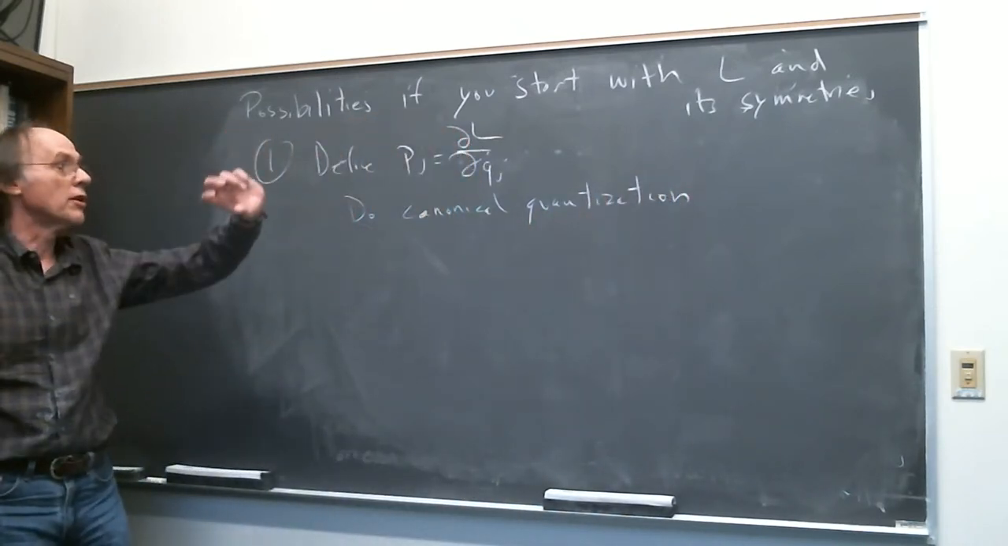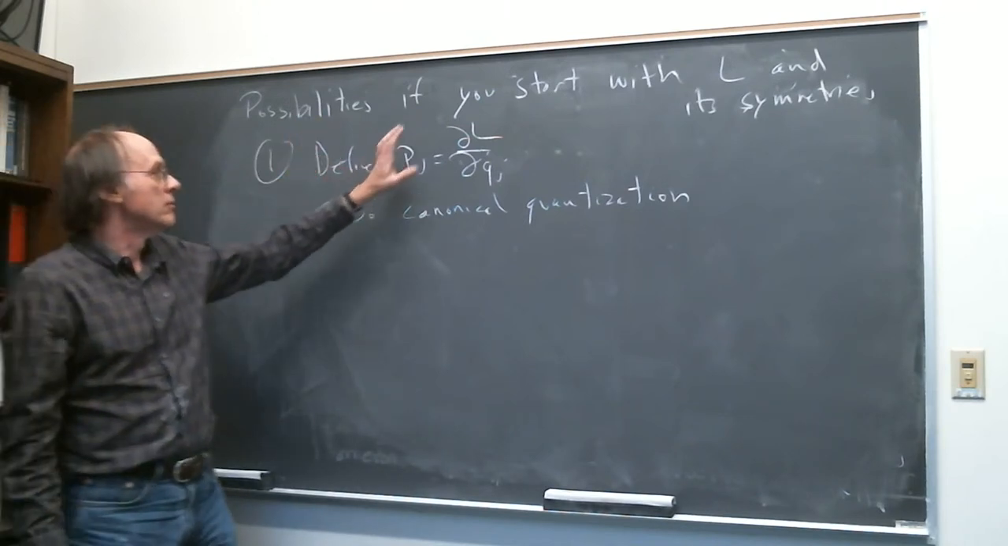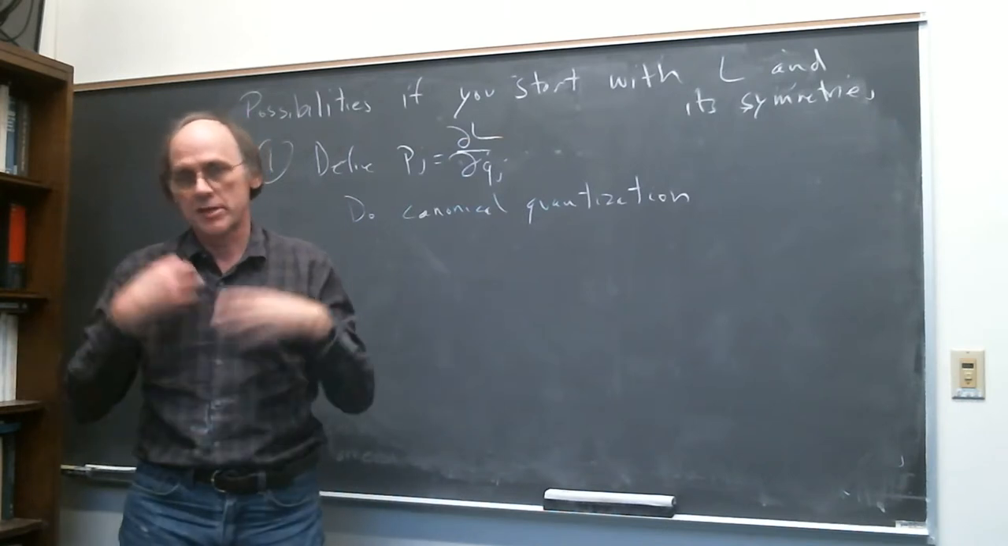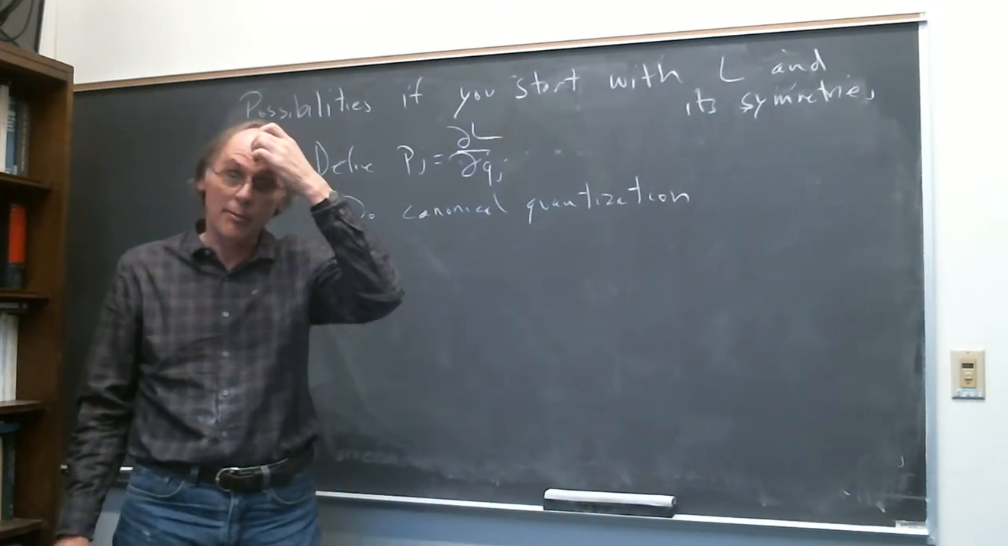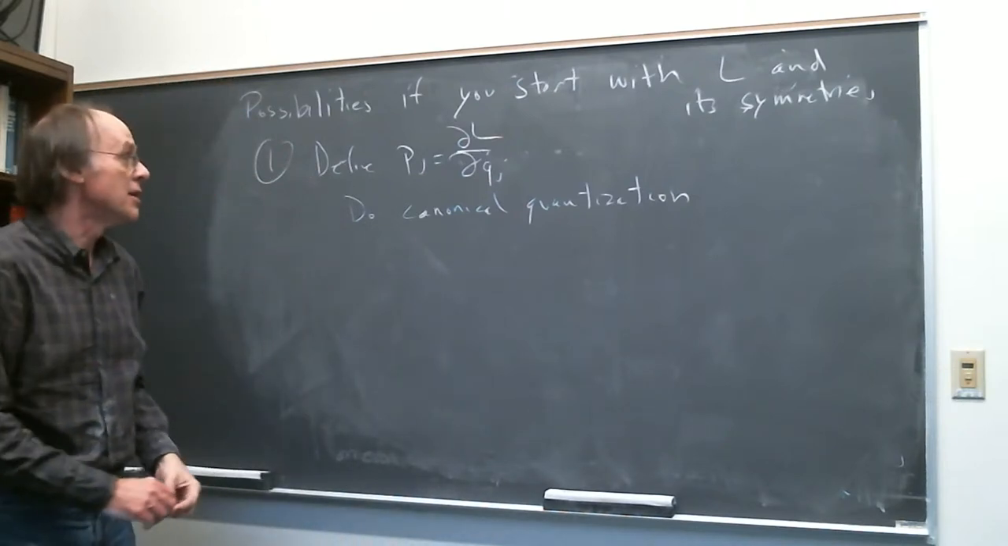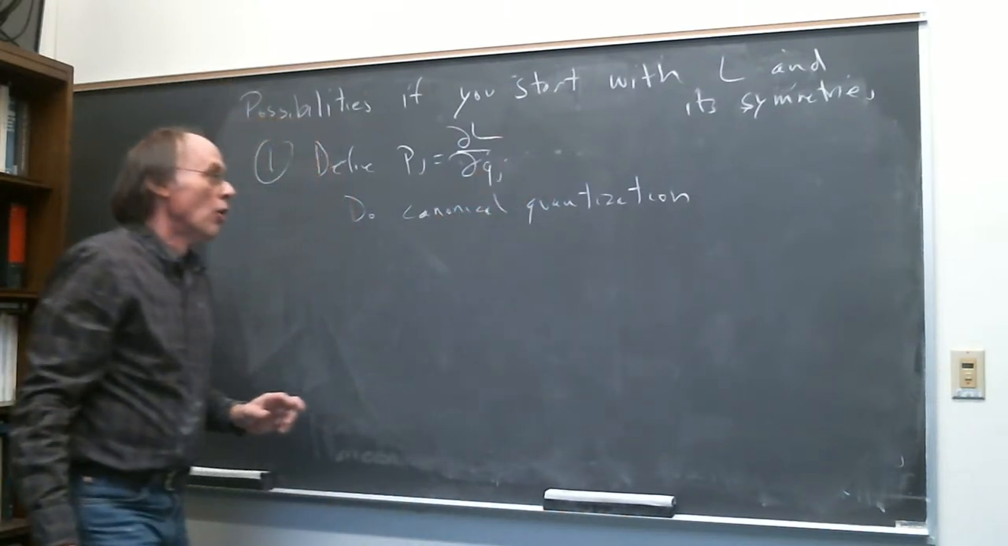So one possible thing you can do is just try to do this Legendre transform, put yourself in the Hamiltonian formalism, and then do exactly what I've been talking about for the earlier part of this class, which is canonical quantization. So this is one thing you can do.